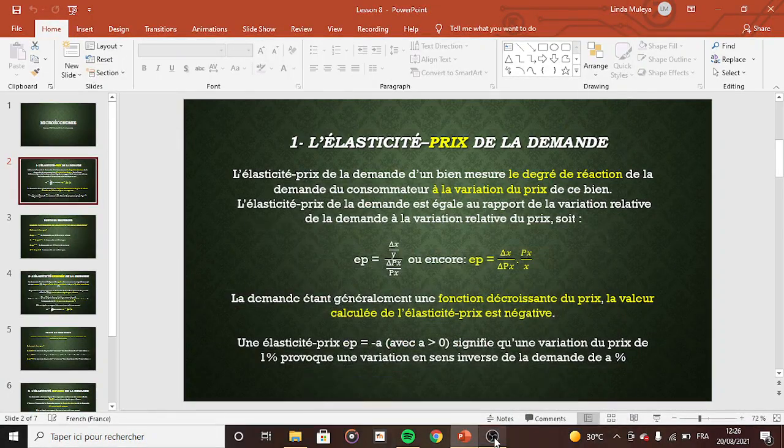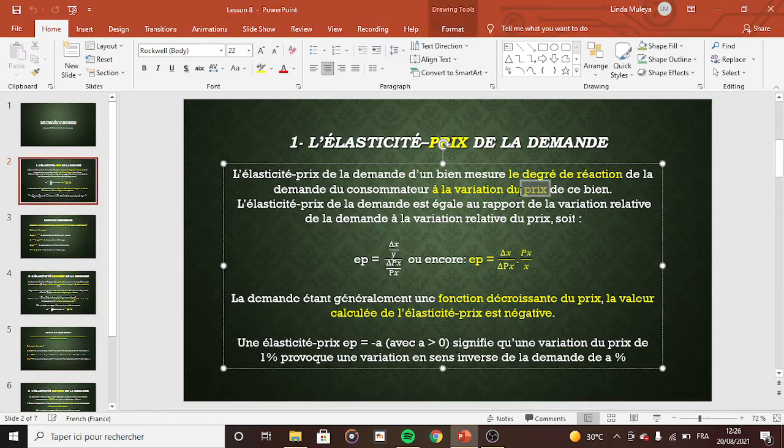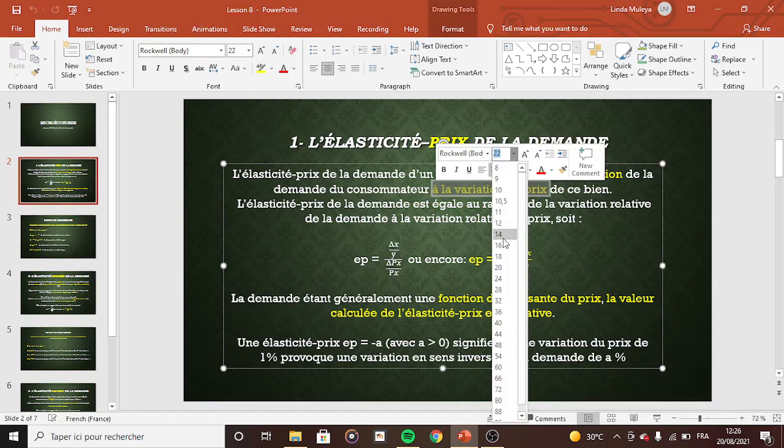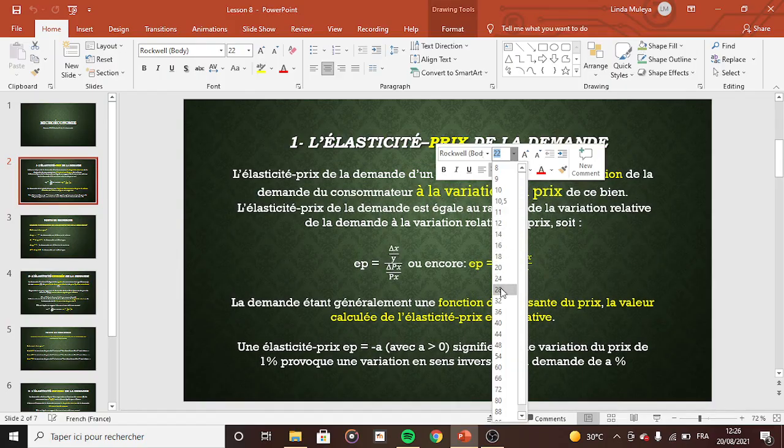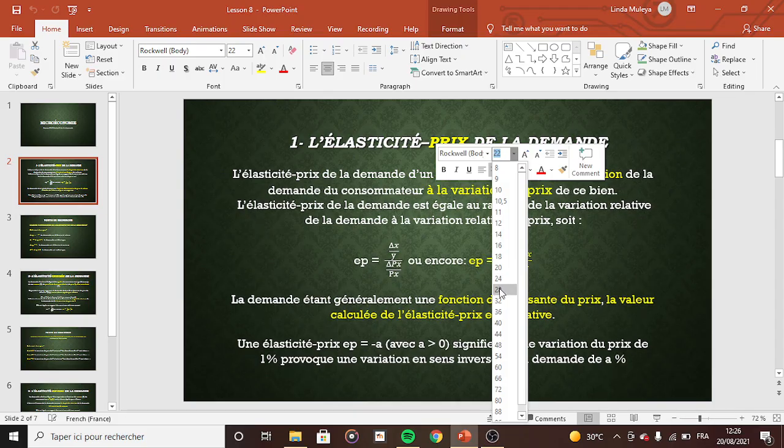Okay, so this, as you can see, is in terms of price. So, like I said previously, it measures the degree of reaction of demand. So in this case, it is measuring it in terms of the variation of the price of the particular good that we are looking at. I'll just increase that a little bit. Voila. I think this should do.